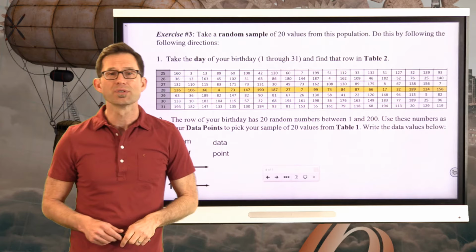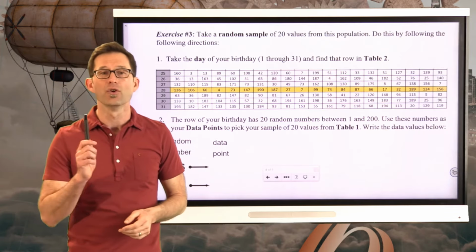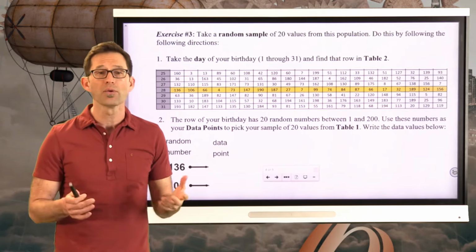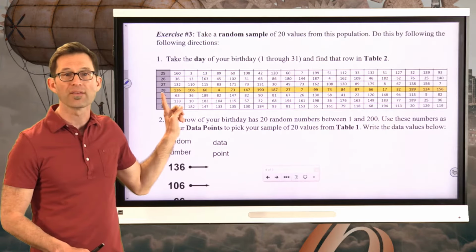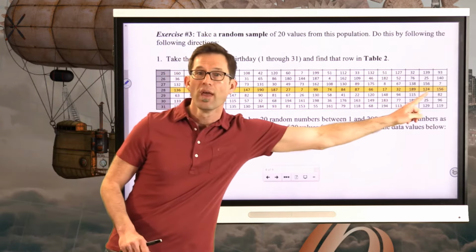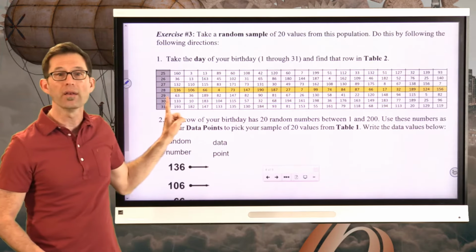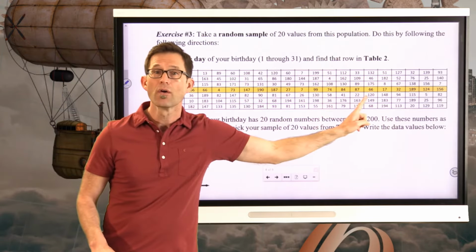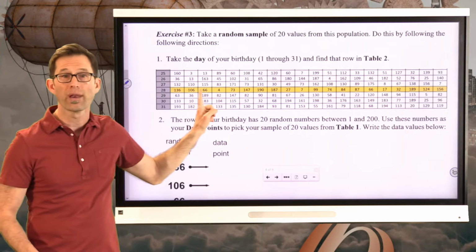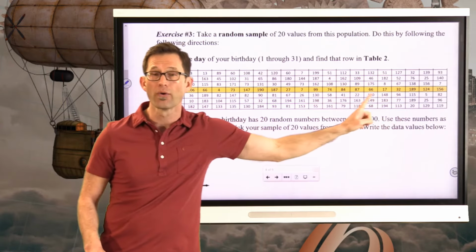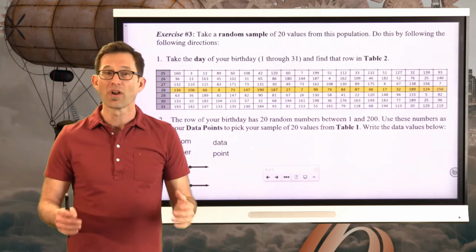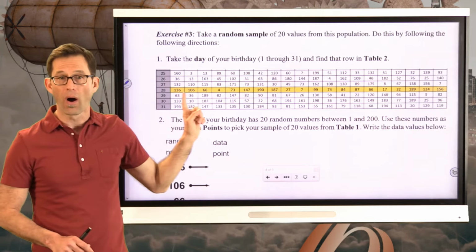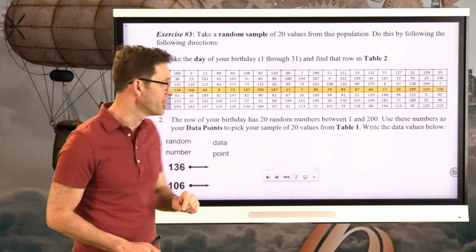So what I want you to do is go down to the numerical date of your birthday. So I was born on December 28th, all right? So I would go down to 28, and this would be my row. Now in this row, there are 20 numbers, random numbers from 1 to 200. These are not the heights, all right? These are not the heights. What these are is where I'm going to get the heights.